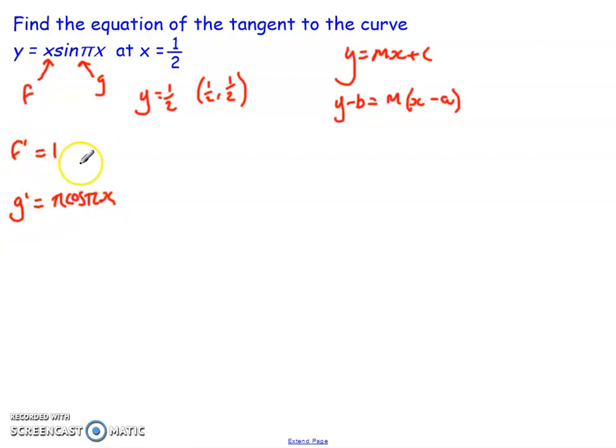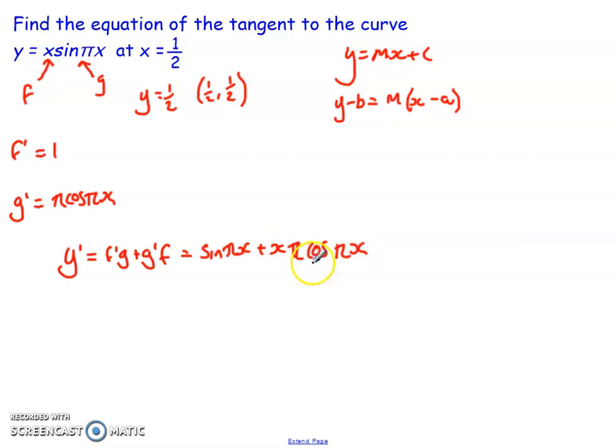What I can now do is stick it all together, get my y dashed, and then substitute in the x. So my derivative, y dashed, equals f dash g plus g dashed f. So in this case, it is equal to 1 times the sine pi x, so it's just going to be equal to sine of pi x. Plus the g dashed f, well I know f is x, so it's going to be plus x times g dashed, which in this case is the pi cos pi x. So it's going to be plus x times pi cos of pi x.